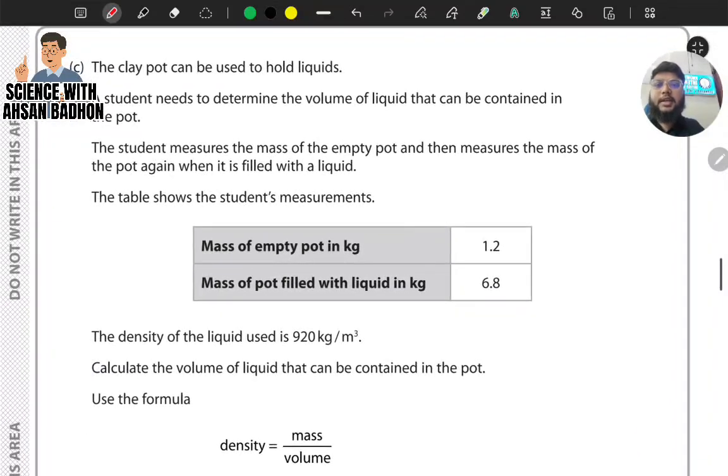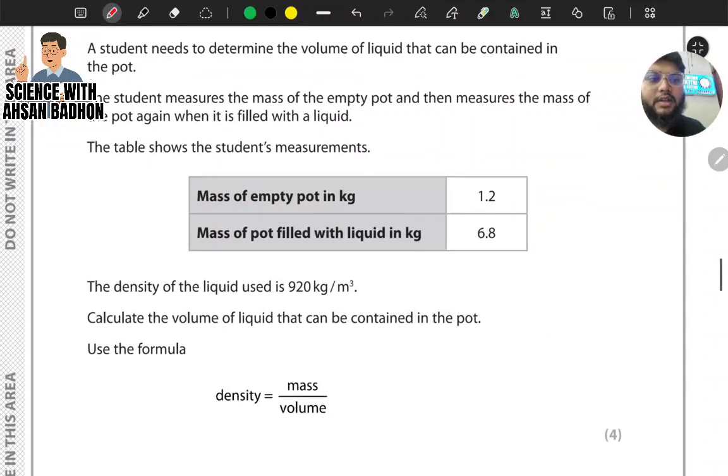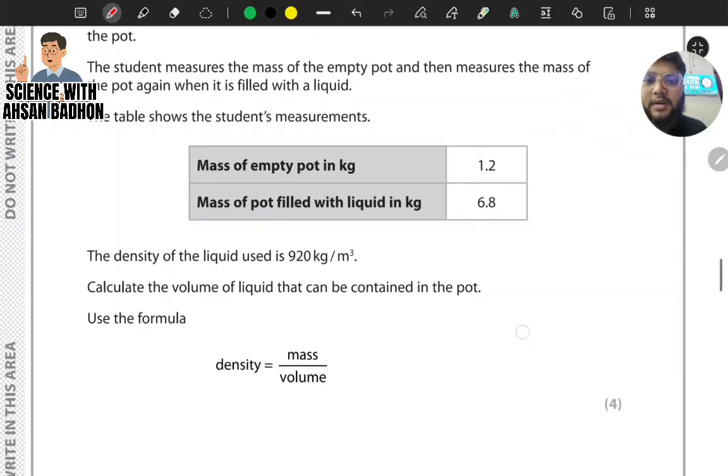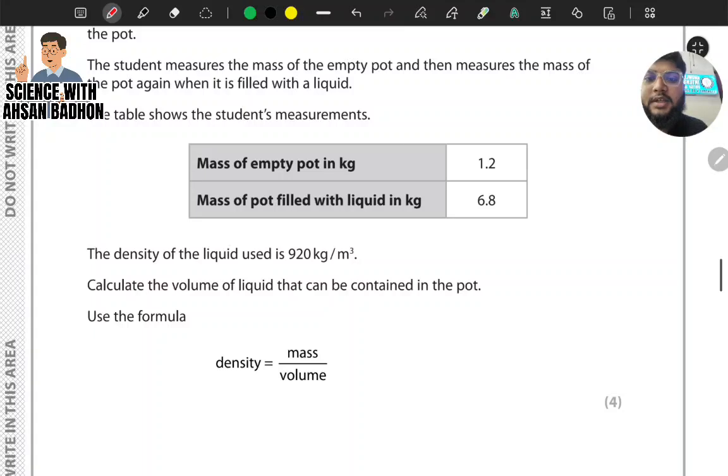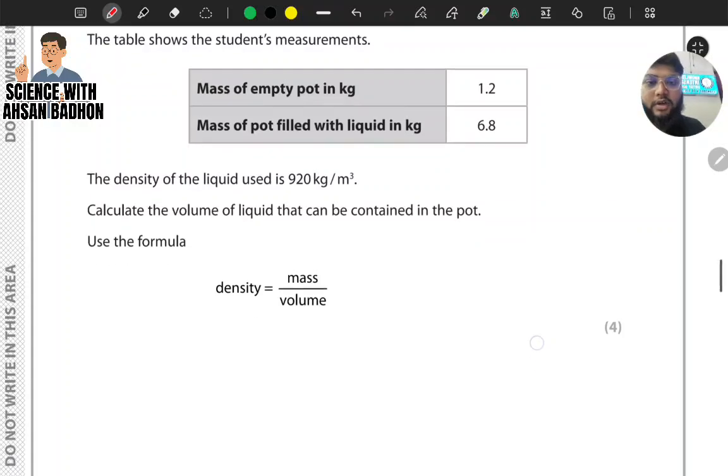Number C says the clay pot can be used to hold liquids. A student needs to determine the volume of a liquid that can be contained in the pot. The student measures the mass of the empty pot and then measures the mass of the pot again when it's filled with a liquid. Okay, the table shows the student's measurements. The density is given, and we need to find the volume over here.